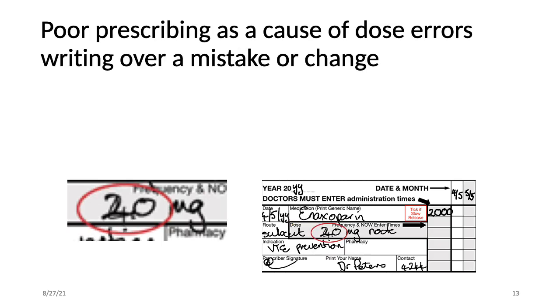Writing over mistakes. Here, this number, is it 20 or 40? So you need to write clearly. When you cross out a number, just write another number instead of writing over it.